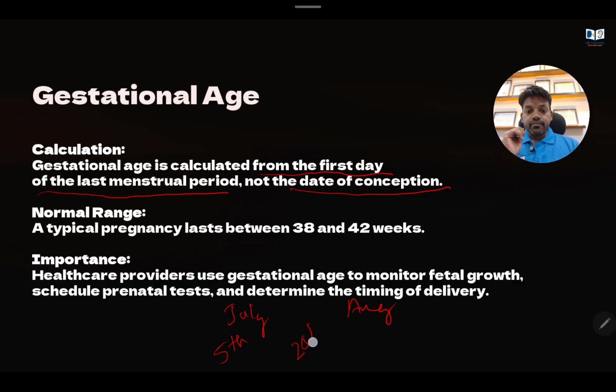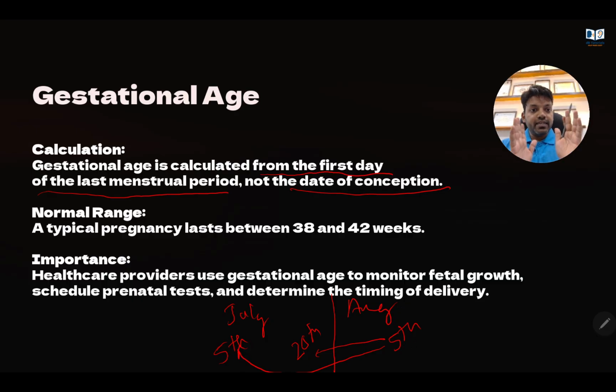This is July. And in August she did a pregnancy test. Now suppose August 5th is the pregnancy test she did, and she found she is pregnant. Now how is gestational age calculated? It is not calculated from the date when she was conceived. It will be calculated from the last menstrual cycle, so it becomes 1 month.